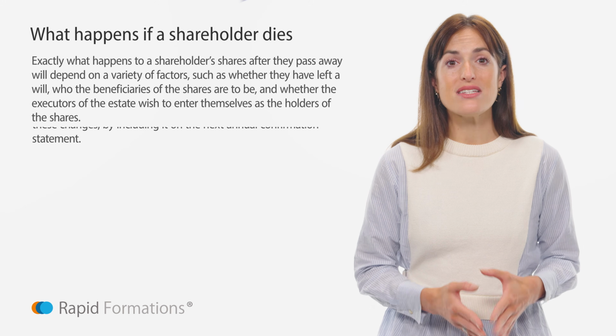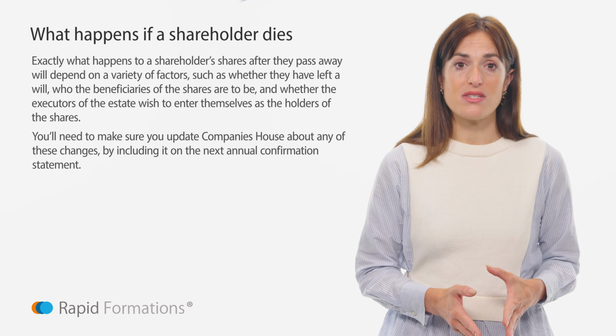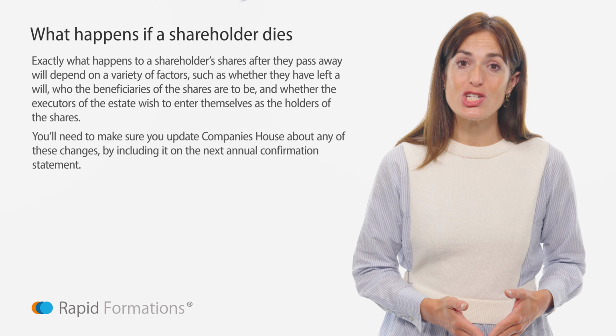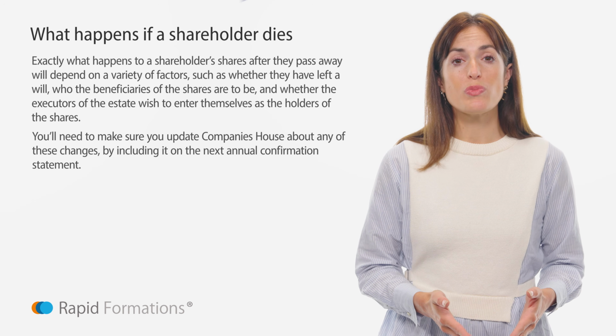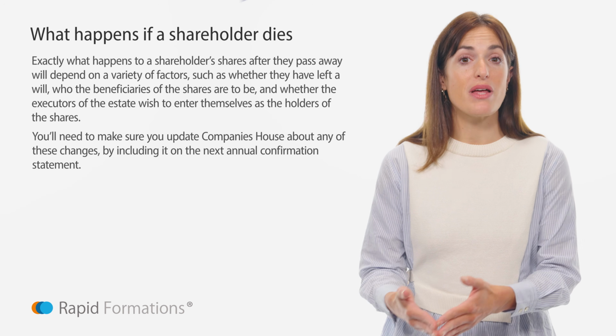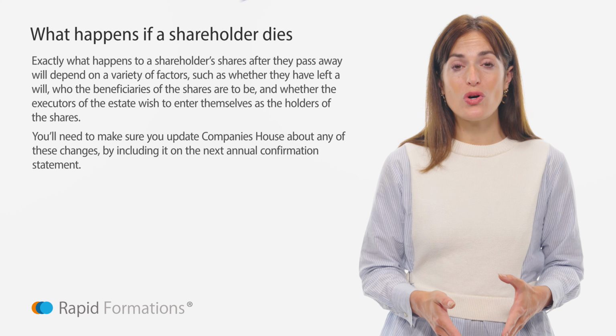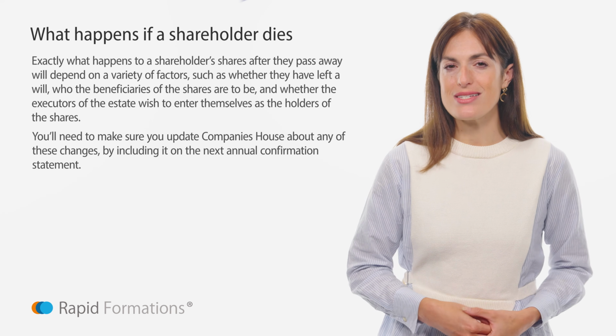Whatever happens, you'll need to make sure you update Companies House about any of these changes by including it on the next annual confirmation statement. This might include the reporting of the transfer to the ultimate beneficiaries of the shares, in which case the transfer would be recorded on the confirmation statement in the same way we discussed earlier.